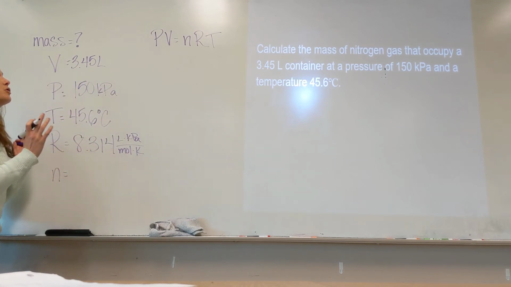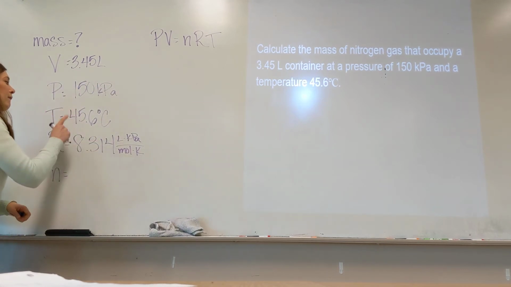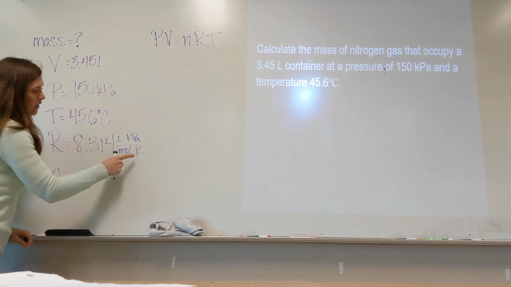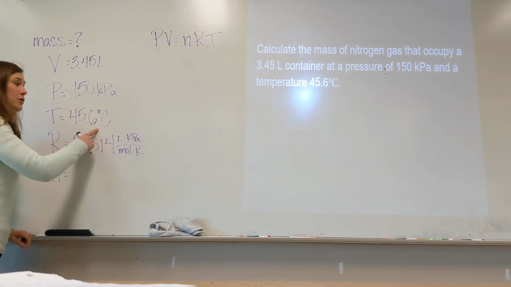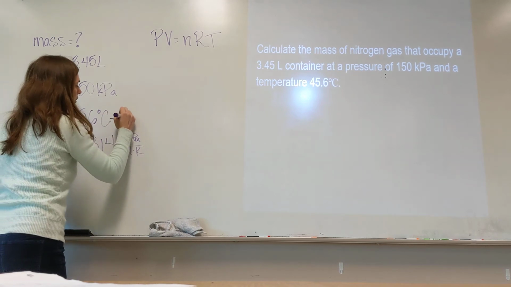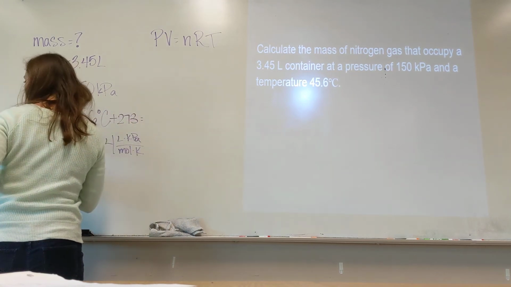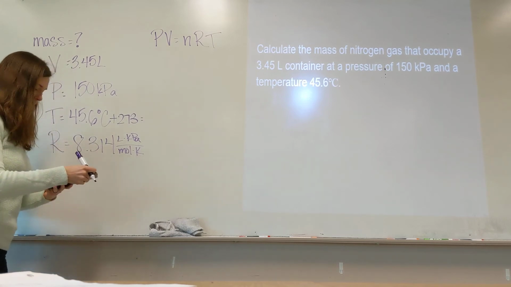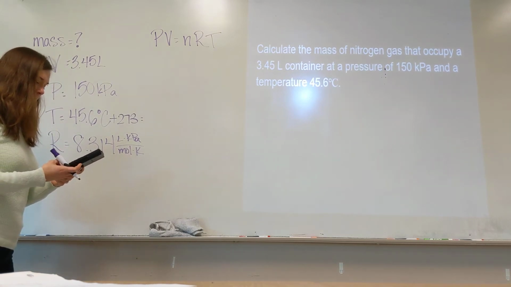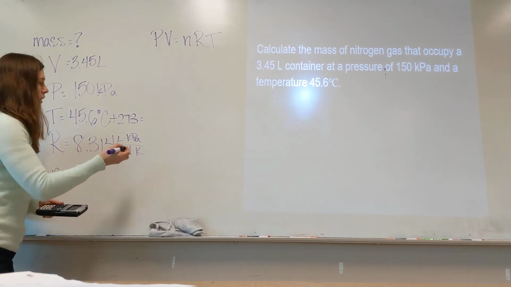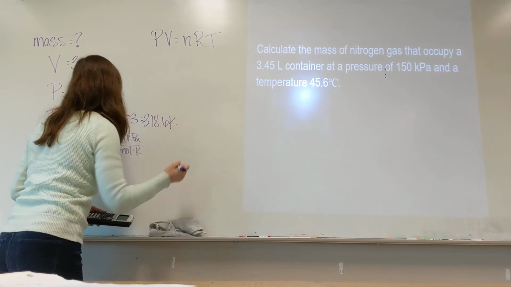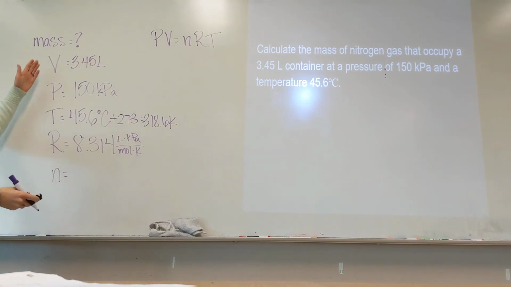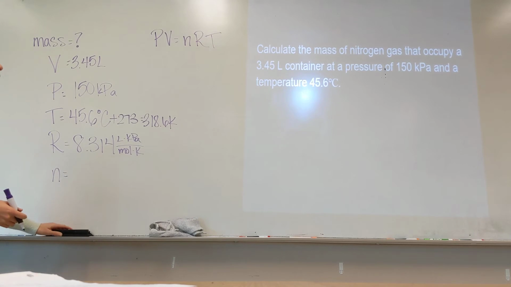Okay, there's something I need to do before I actually start this problem. First, I can't use this temperature. You'll notice that my R value has a K in it for Kelvin. This temperature is in Celsius. So I need to convert it to Kelvin by adding 273. 45.6 plus 273 equals 318.6 Kelvin. And I believe that now I'm ready to go.